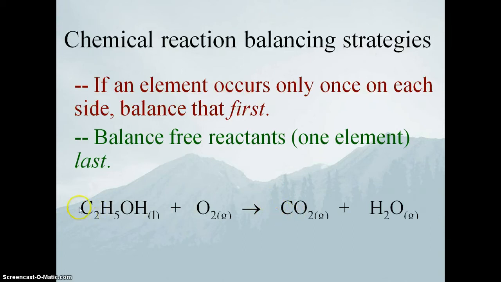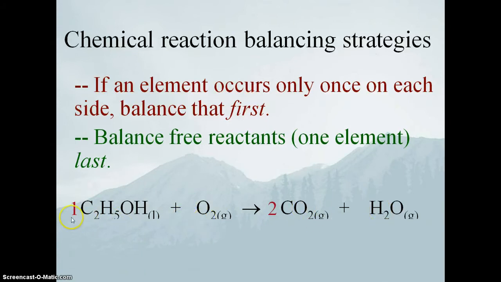So as it's written, there's sort of an assumed 1 here and nothing there, so to balance the carbons, if I put the 1 there to sort of lock it down, then I have to put a 2 from the carbon dioxide. So now the carbons are balanced. So then, since we know we're going to leave the oxygen last, we should balance the hydrogens next.